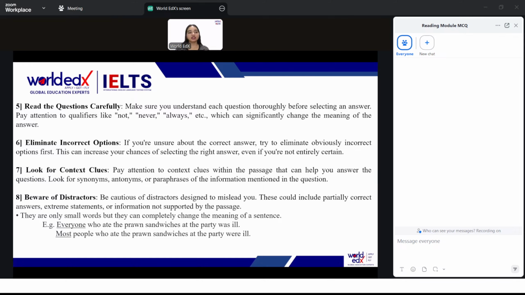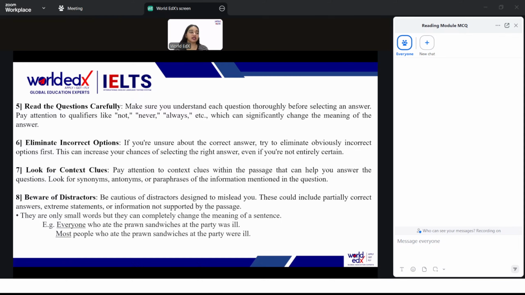Now, the next is to look for context clues. You have to pay attention to context clues. Words like always and sometimes, the names, the keywords that are going to be there in the question as well as in the paragraph, these are the context clues, and you need to find these answers in the passage. The next is beware of distractions or distractors.